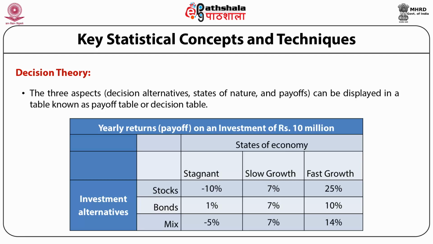So the expected returns from these 9 combinations are, as we can see in the first cell, if we choose stocks in a stagnant economy, the chances are that we're going to have a 10% loss on our investment. Similarly, if we choose, let's say, exactly the middle of the road, which means we go for slow growth and we choose bonds, we're going to have around 7% return on our investment. And lastly, if we choose fast growth and we go for the mix, which means we invest in stocks and bonds, we're going to have around 14% return on our investment.